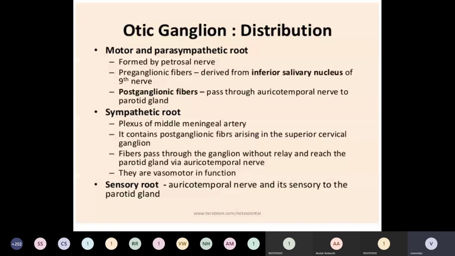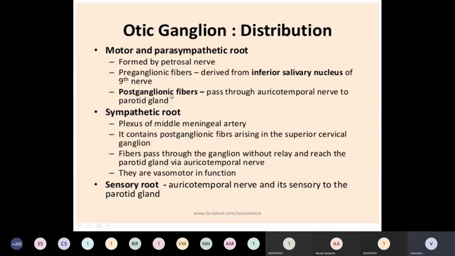Next, you are supposed to write its distribution, or you can also call it the branches. Okay. For every ganglion you take, whether it is the submandibular ganglion or any other ganglion, there are 3 roots. That is, one is the parasympathetic root, a sympathetic root, and a sensory root. For any ganglion, the same headings. Okay. First you write the introduction, then where it is situated, what's the size, then next you write the branches or the roots: there are three roots: motor or the parasympathetic root, sympathetic root, and sensory root.